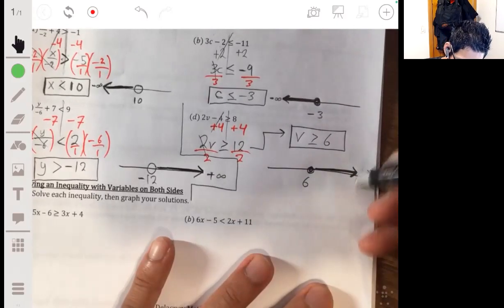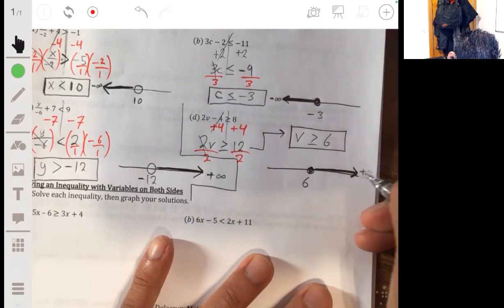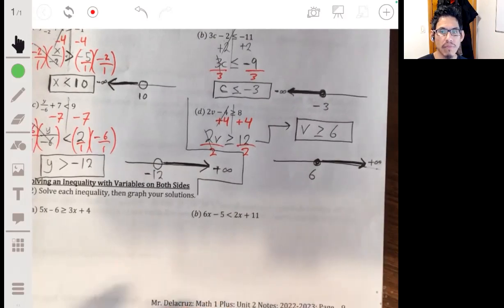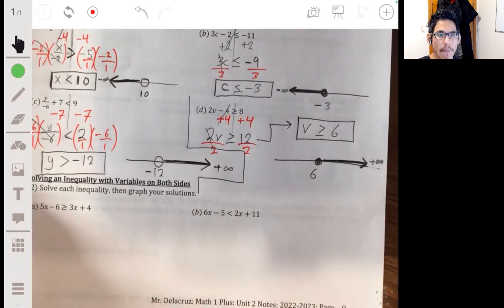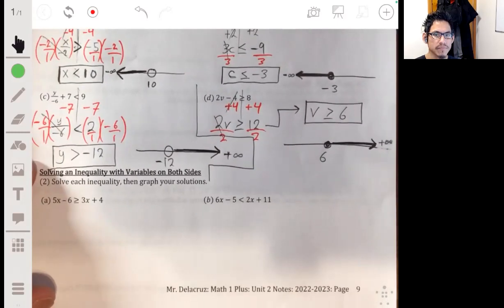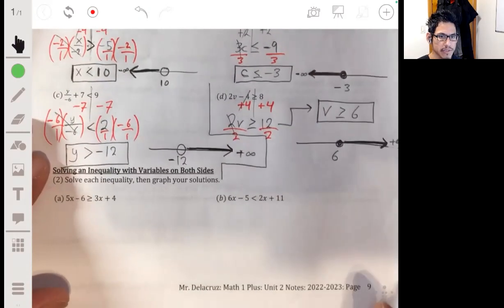I guess that kind of looks like an infinity symbol. Let me try again. Here we go. Again. There you go. Okay, what next?